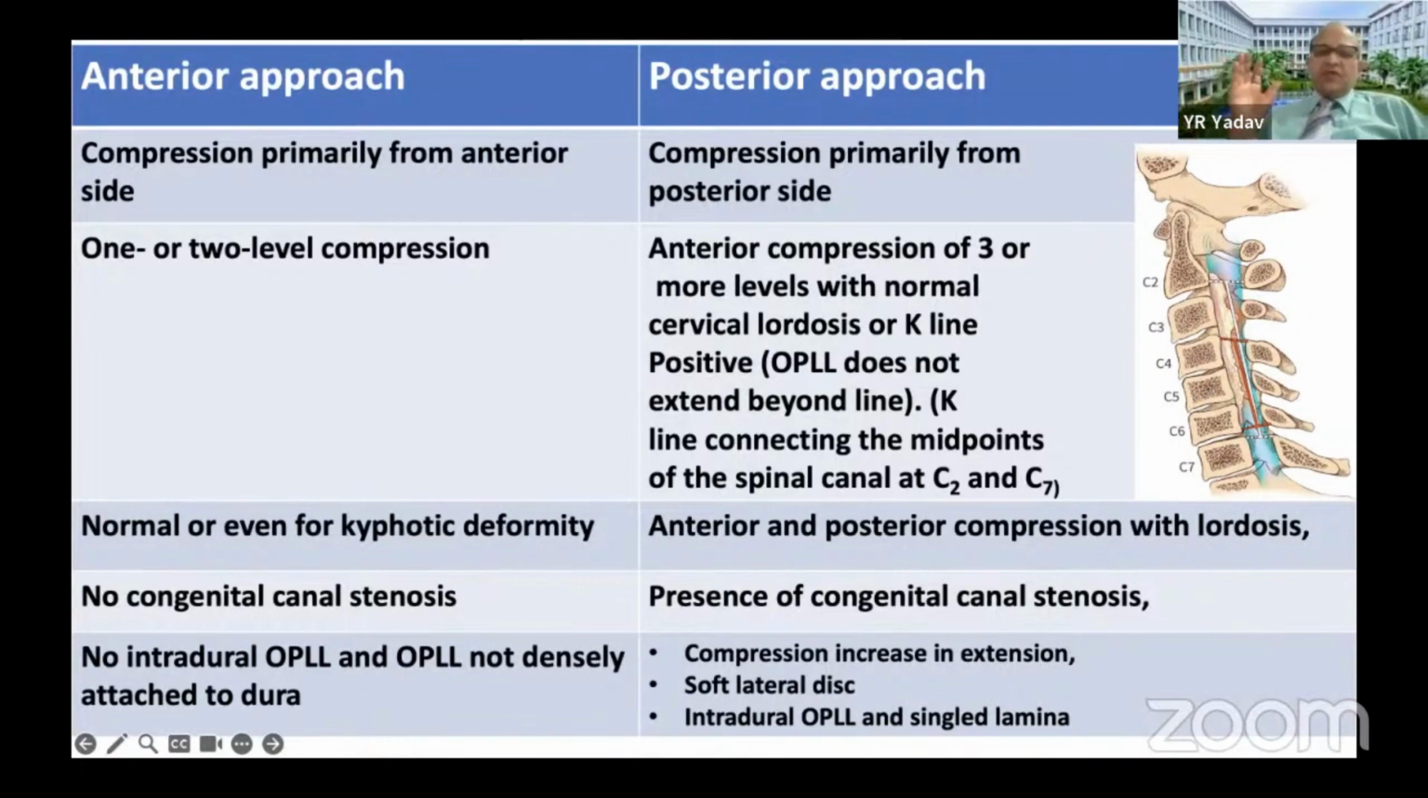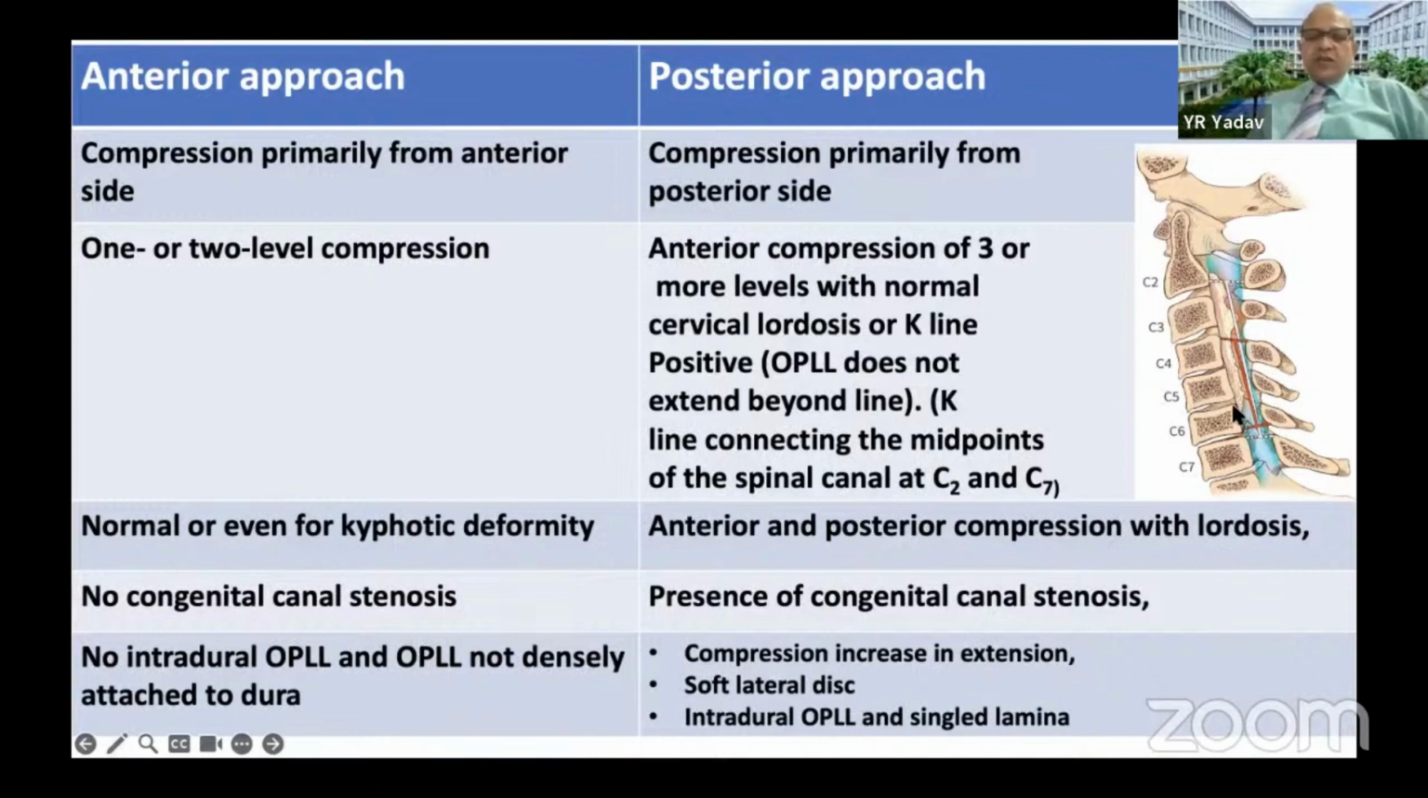So in such cases, what you should do is go for dynamic MRI. If the compression on the cord increases on flexion, on MRI taken in flexion, in those cases you should go from anterior side. But if the compression increases on MRI in extension, that means the posterior element compressions are more prominent compared to anterior. So compression increasing on extension in dynamic MRI is an indication for posterior approach.